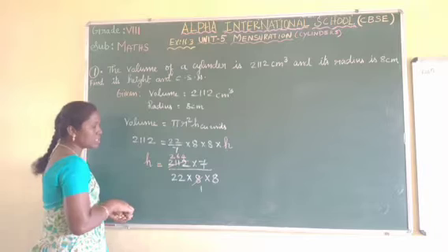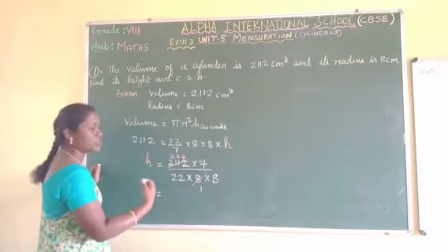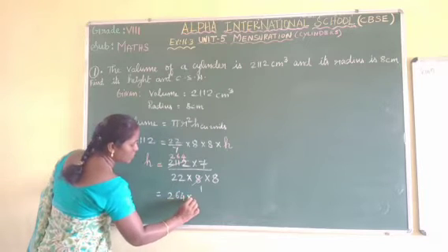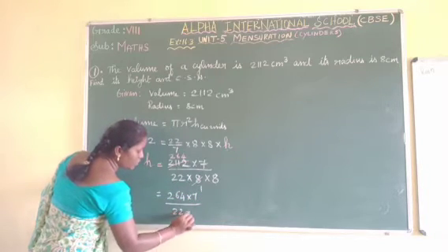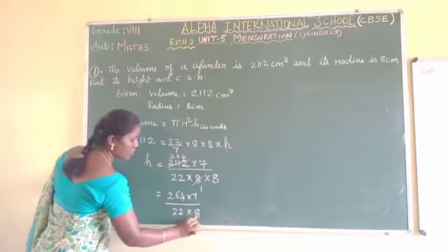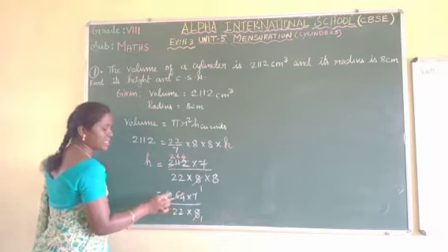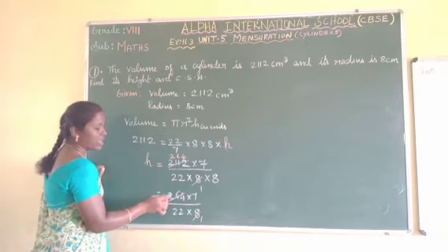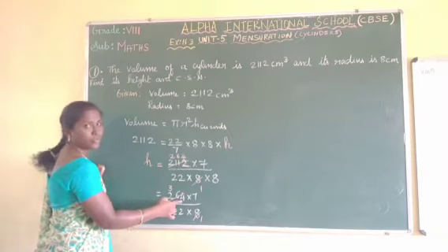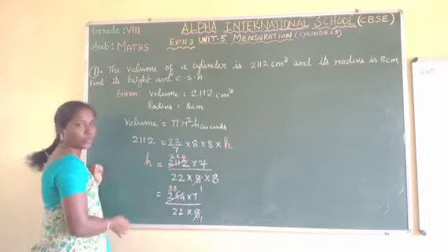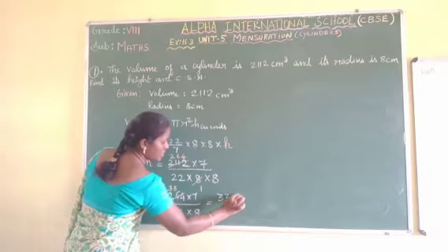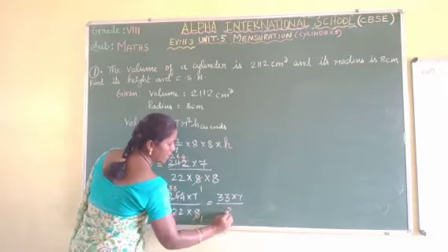So what are the remaining numbers in our hand? We will do the calculation in the next step. Do the calculation step by step. Okay. So 264 into 7 by 22 into 8. Again I am going to simplify using 8 only. See here, 1 8 is 8. 26. Take the first number, 26. 3 8s are 24. Remainder 2. Again 3 8s are 24. So we got the answer as 33 into 7 by 22.